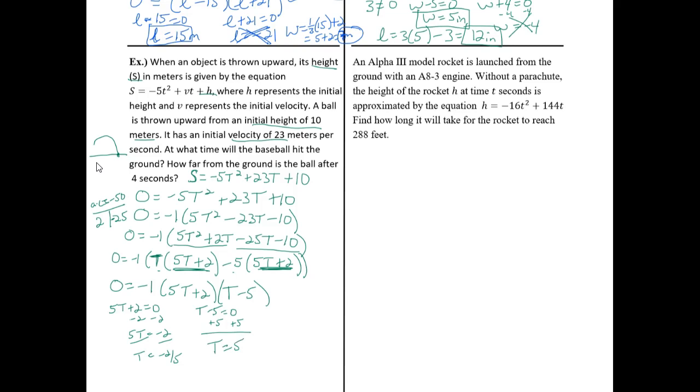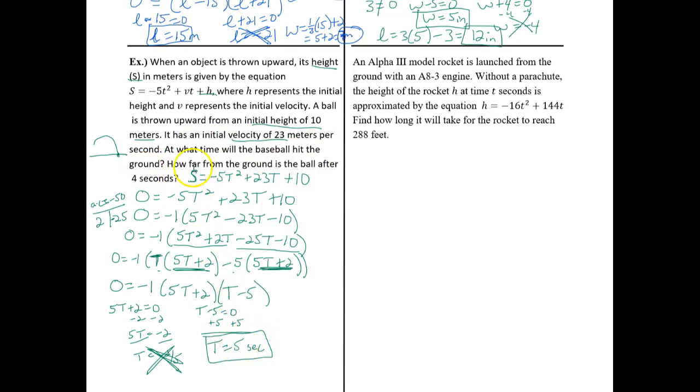Then we evaluate our answers. So I have time equals -2/5. Well, we're not time travelers, so we're not going to have a negative 2/5 seconds. So that one can't be a solution. No negative times. So that means that time must be 5 seconds. So that answers the first question. At what time will the baseball hit the ground?